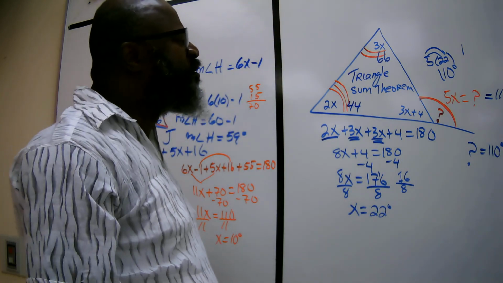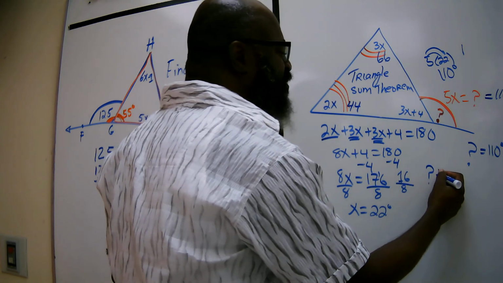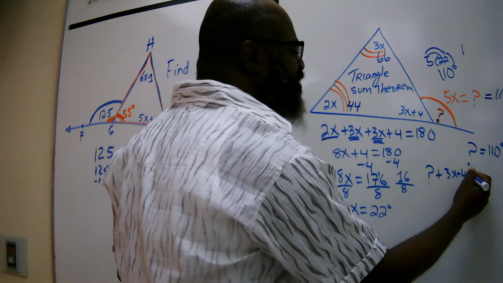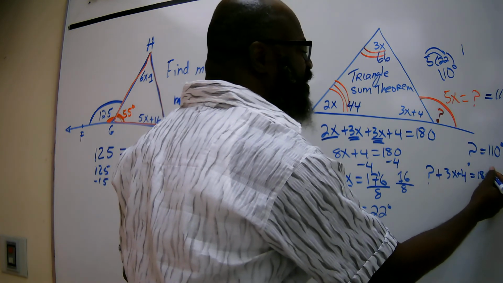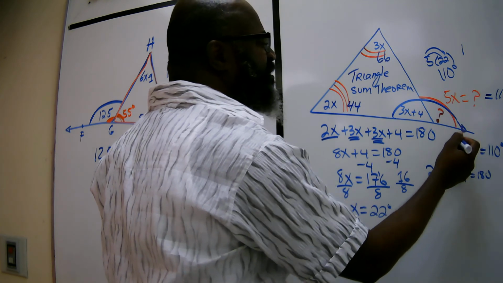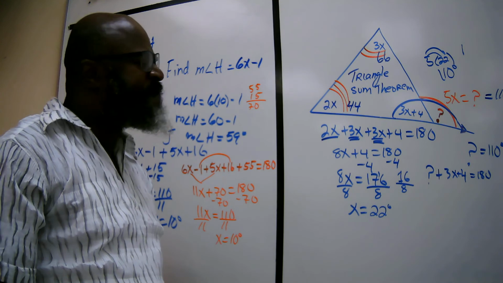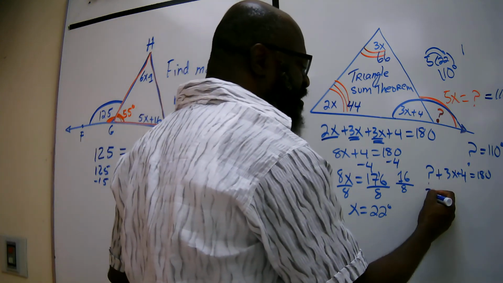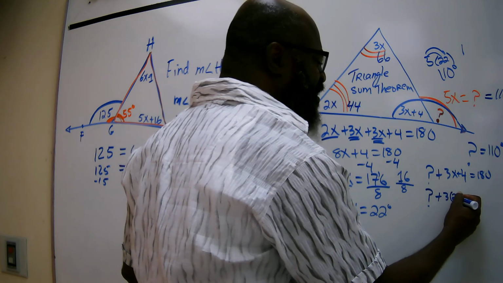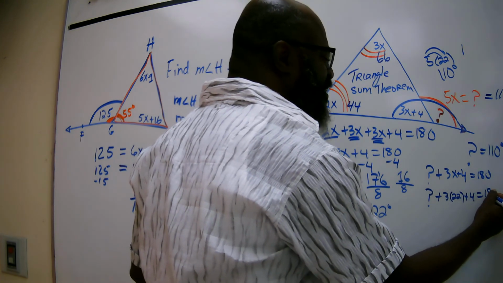Alright, the other way: question mark plus 3x plus 4 is equal to 180 because they are a linear pair. Those two angles are a linear pair. They make up a straight angle, linear pair supplementary. So you will have question mark plus 3 times 22 plus 4 is equal to 180.